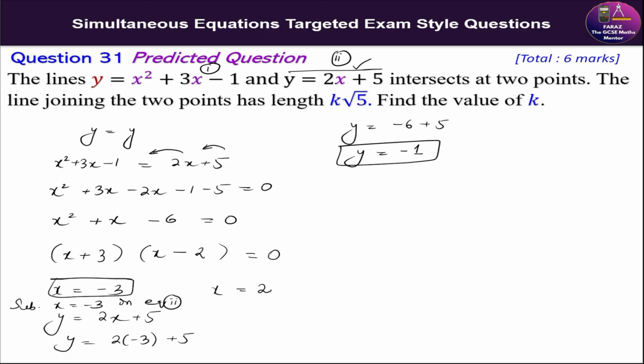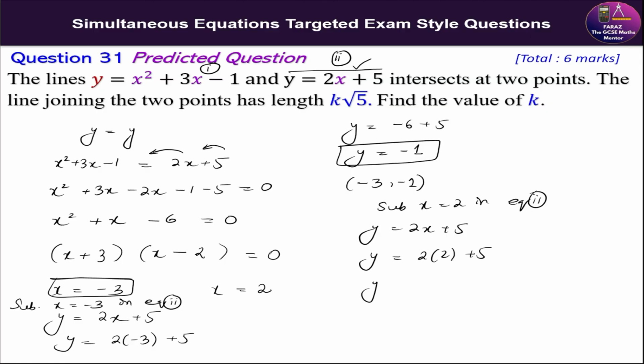So the values of the intersection coordinates are negative 3 comma negative 1. Now for this one, we have to substitute x equals to 2 in equation number 2. Y equals to 2x plus 5. Y equals to 2 times 2 plus 5. Y equals to 2 lots of 2, 4 plus 5. And therefore we are getting y equals to 9. So the next intersection coordinate is 2 comma 9.